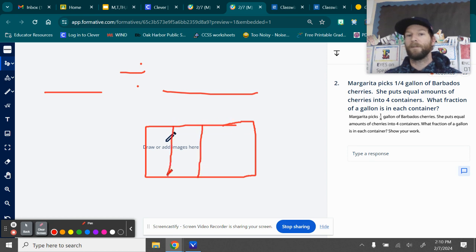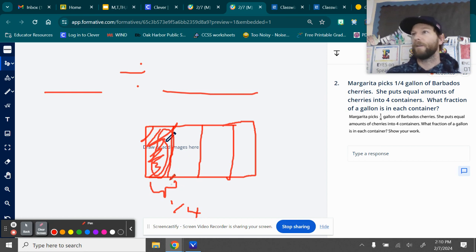Let's see what she's starting with. 1/4 gallon of cherries. So there's a really bad picture of 1/4. And then you would just have to show how you divide that 1/4 equally 4 times.